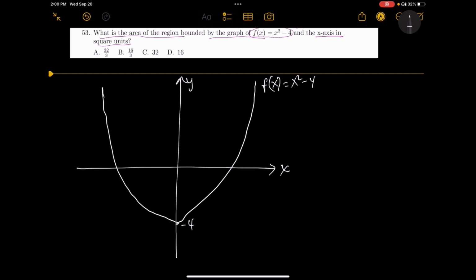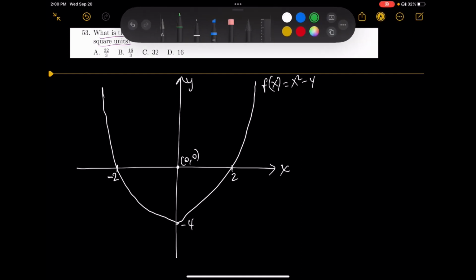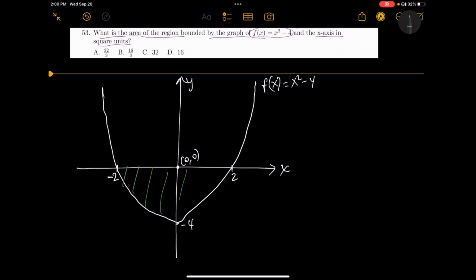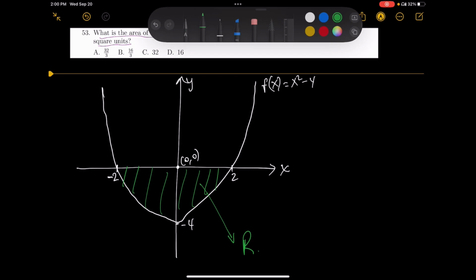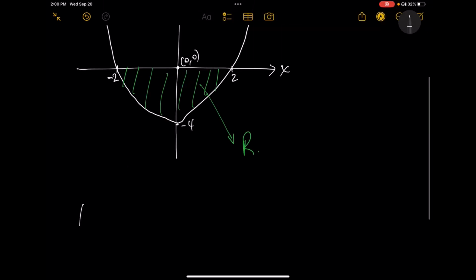Now 2 and negative 2, what are they? They are the x intercepts, when y is equal to 0. Very good. This is the origin, 0,0. Now the question: what is the area of the region bounded by the graph of f of x equals x squared minus 4 and the x-axis? We are being asked for the area of this region. Okay, this is the region R.